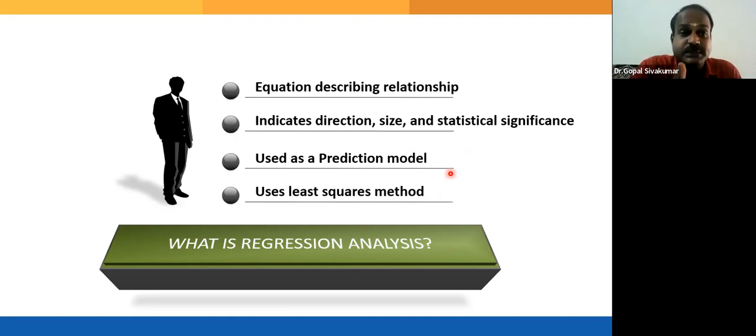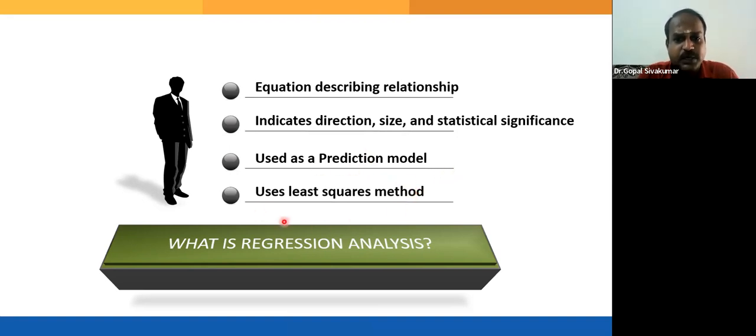You might have seen certain software simulating the conditions. The software works based on the regression equation in the background. Only when you can generate the regression equation properly with the higher R square value, higher adjusted R square value, higher predicted R square value, the regression equation can be used as a prediction model, otherwise not.